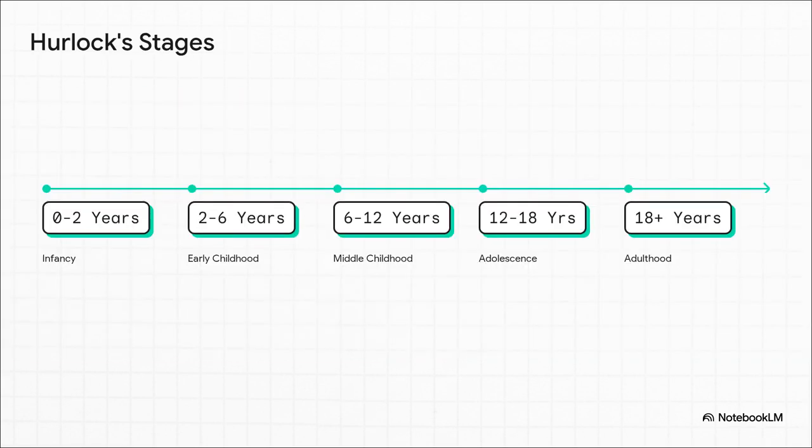To put this into a clear perspective, psychologist Elizabeth Hurlock anchors this entire developmental journey with a very neat chronological timeline. We've got infancy from 0 to 2 years, early childhood up to 6, middle childhood, covering those primary years from 6 to 12, the famously turbulent adolescence from 12 to 18, and finally adulthood at 18 plus. Keep these specific age brackets firmly in your mind, okay? Because they provide the structural framework for literally all the psychological theories we're about to unpack.